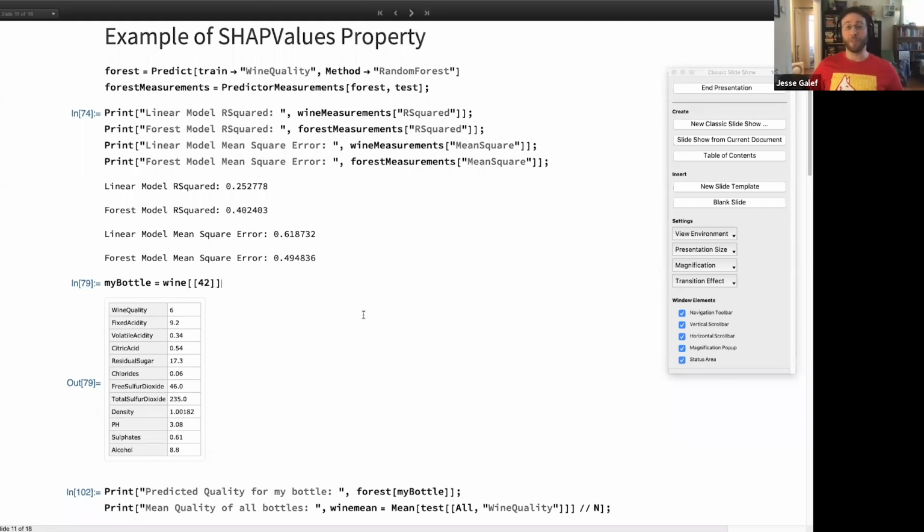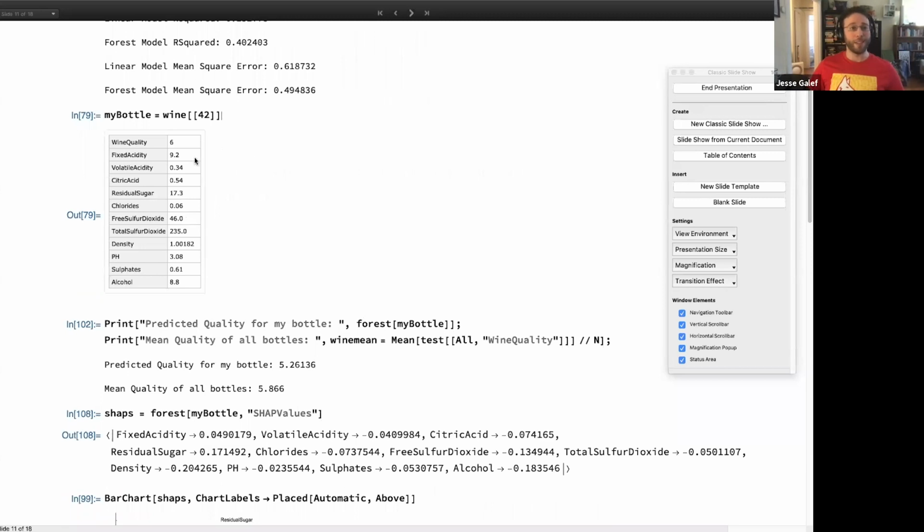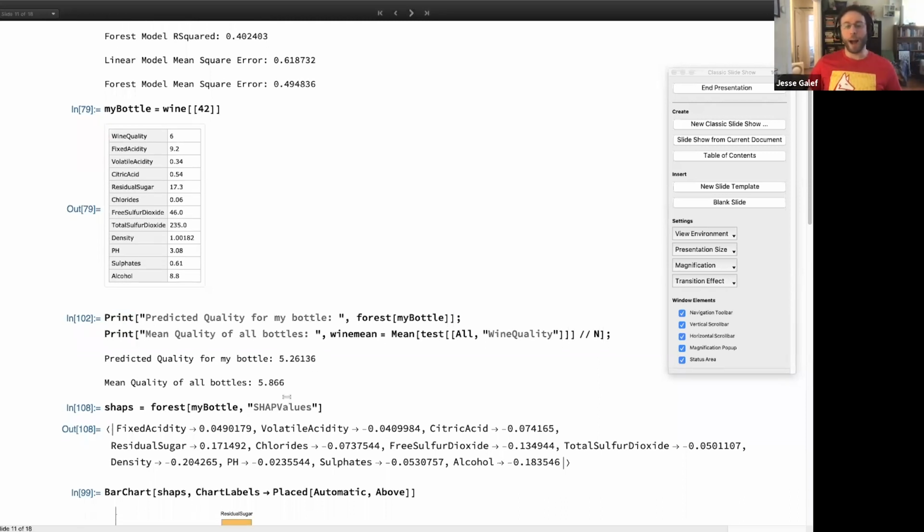Let's pick a bottle of wine, bottle 42. And again, not knowing very much about wine, it seems like a fine bottle. The true wine quality was 6 out of 10. It's a little above average, I think, or I forget what the exact average is, but oh no, the average of all bottles in the set was 5.8. So this is slightly better than average, but our model, on the other hand, which is not perfect, predicted 5.2. Why? That's the question that we want to answer.